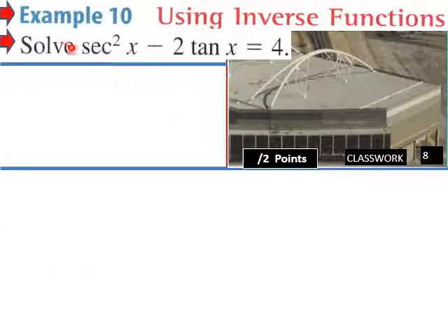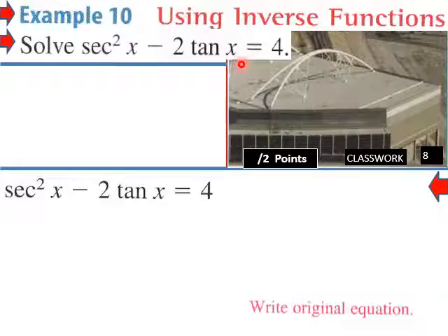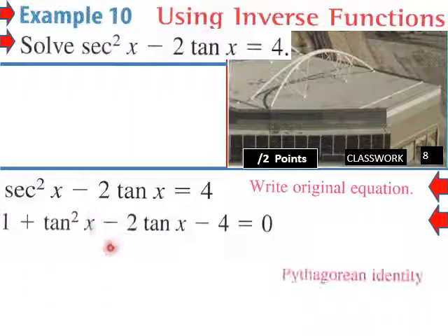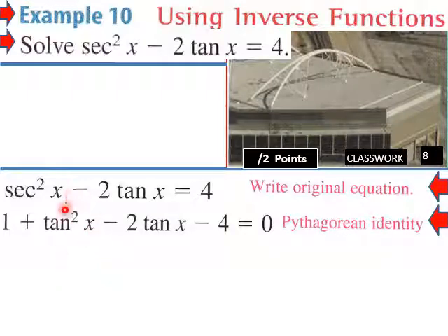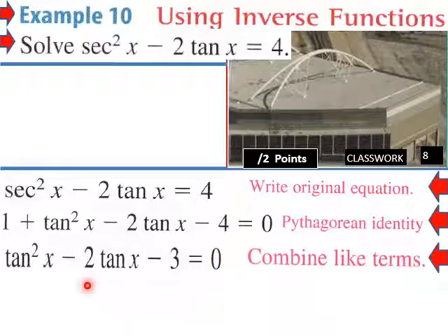Using inverse functions now, solving secant squared x minus 2 tan x equals 4. So there's your original. When you use your Pythagorean identities now, 1 plus tan squared x, which is the same thing as secant squared x, minus 2 tan x minus 4. And then we're going to combine like terms here now. So 1 plus tan squared x, and we have 2 tan x minus 2 tan x.